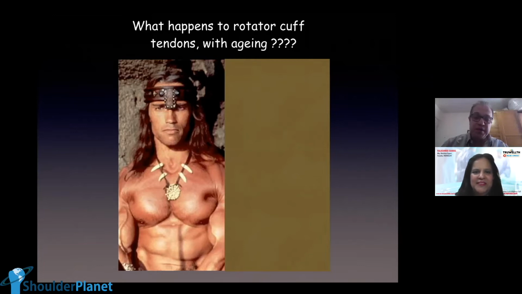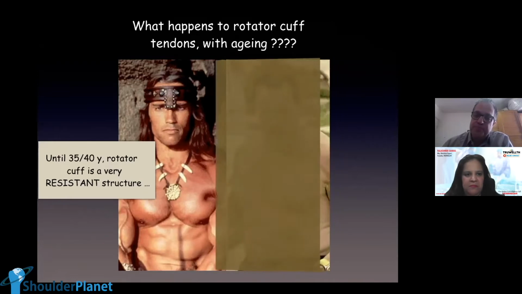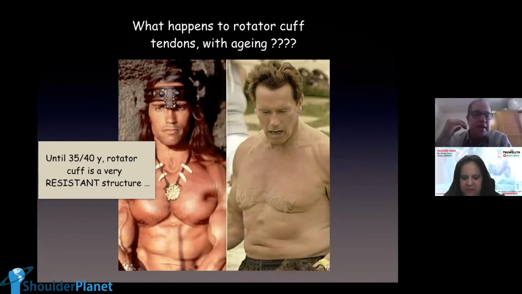And so this is a funny way to tell you that until 35, 40 years old, the rotator cuff is a very resistant structure. This is something the general population doesn't know. A 25-year-old boy can break the femur, the leg, the arm, the spine, but it's very unusual to break the rotator cuff because it's extremely strong. But even Conan the Barbarian gets old and loses resistance; everybody gets old and becomes weaker.